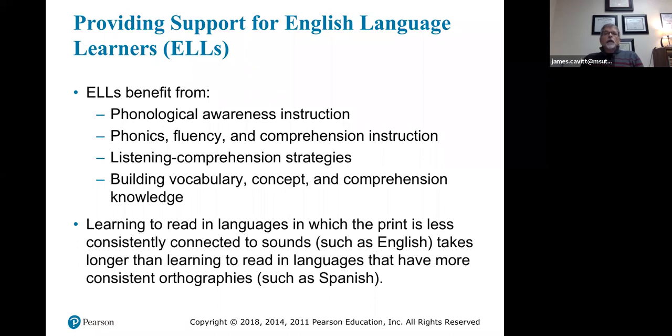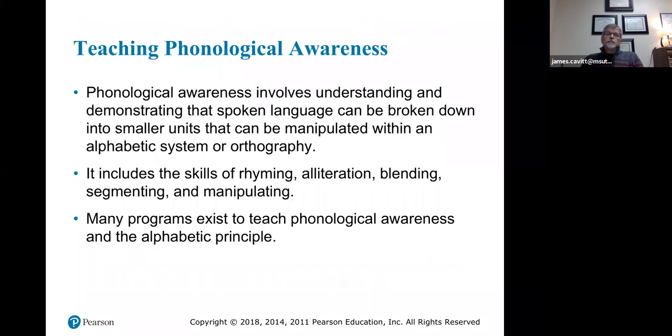For supporting ELL students, phonological awareness, phonics, listening comprehension, and building vocabulary for these. I love the whole fact of pre-teaching vocabulary that's needed for a subject. That's a very beneficial strategy for you. Phonological awareness, understanding the small sounds, rhyming, alliterations, blending. This is where poems and those kind of things are very important.